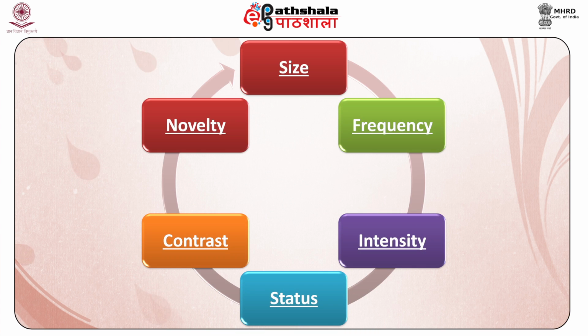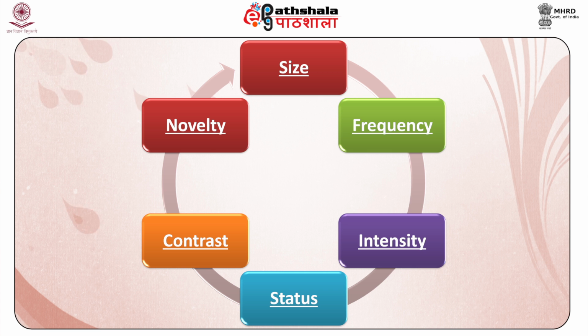After studying the internal factors, the next topic of discussion is external factors. Now what are external factors? External factors are the size, frequency, intensity, status, contrast and novelty. Now we will discuss each and every topic in detail. What is size? An individual's attention is always attracted by size, because the larger the size of the perceived stimulus, the higher the probability of it being perceived.